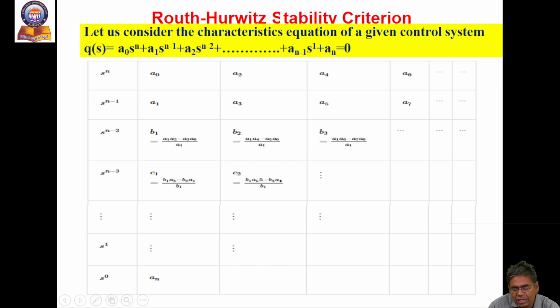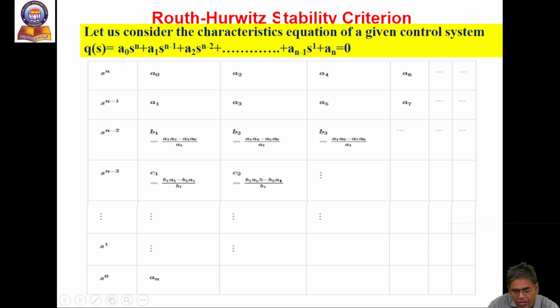Then the coefficients are written horizontally, row-wise, in alternating order. For s^n the coefficient is a0, then s^(n-2) is a2, and the next one, s^(n-4), is a4, like that. We arrange the alternate coefficients this way. The remaining coefficients, a1, a3, a5, a7, like that, go in the next row.